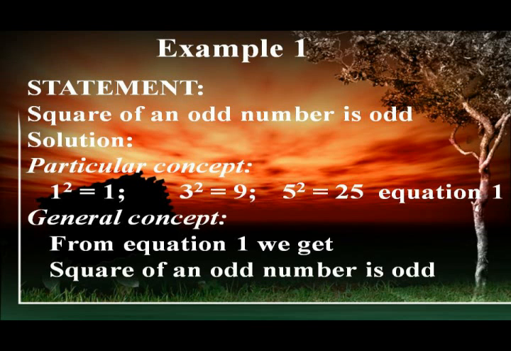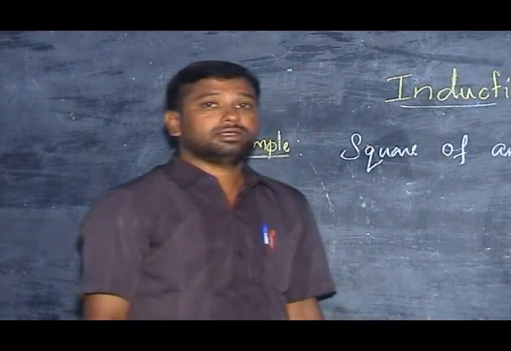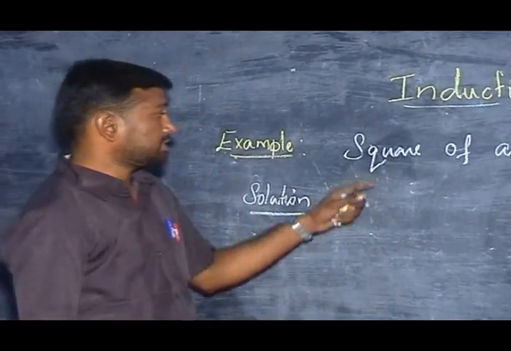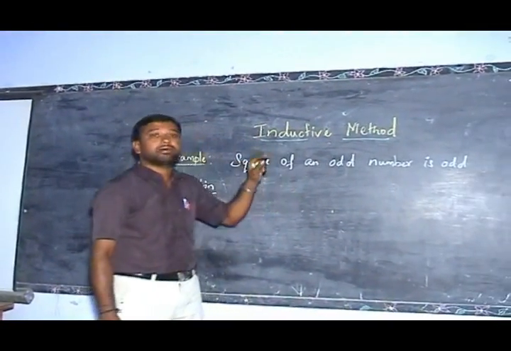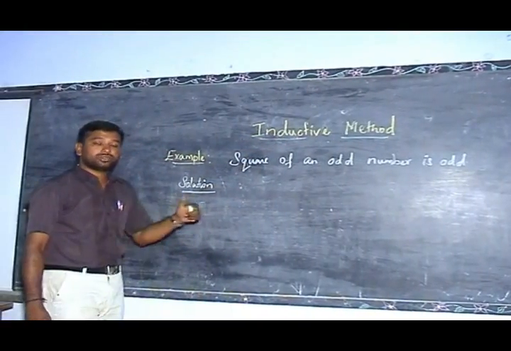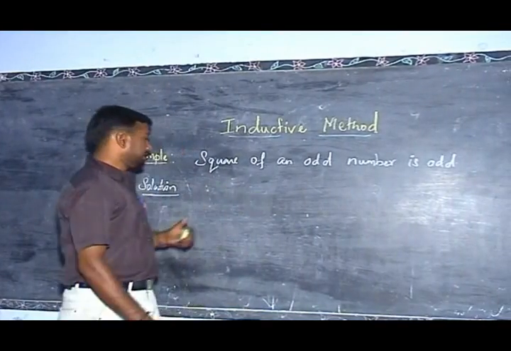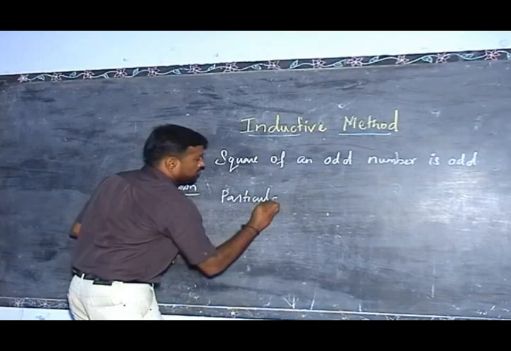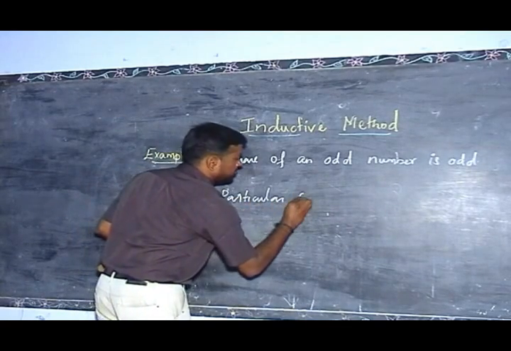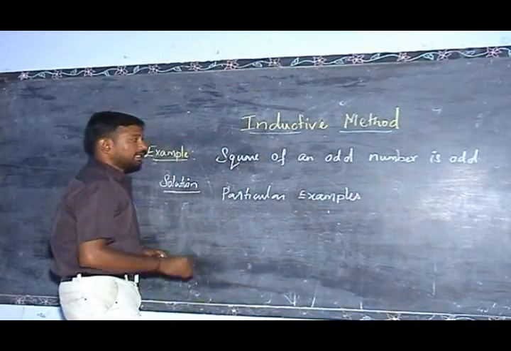Next, I am going to concentrate on the examples of the inductive method. Now, one example related to the inductive method is the statement, square of an odd number is odd. Now, I can do this statement by using the inductive method. Inductive means it proceeds from particular to general. Therefore, first I take some particular examples.